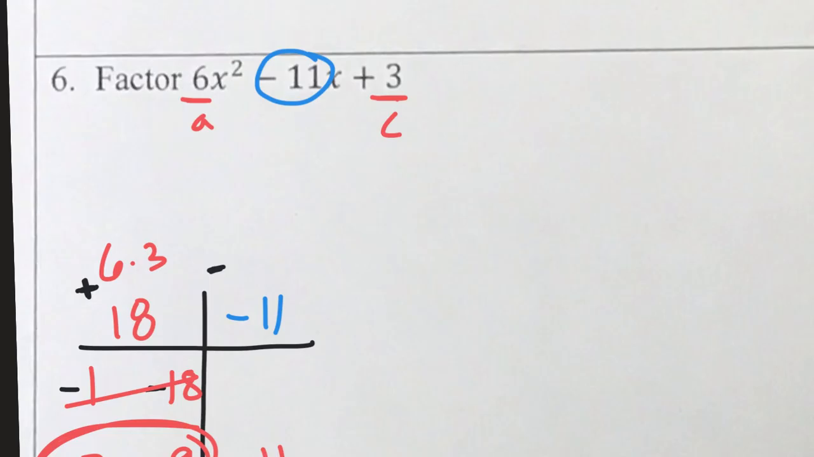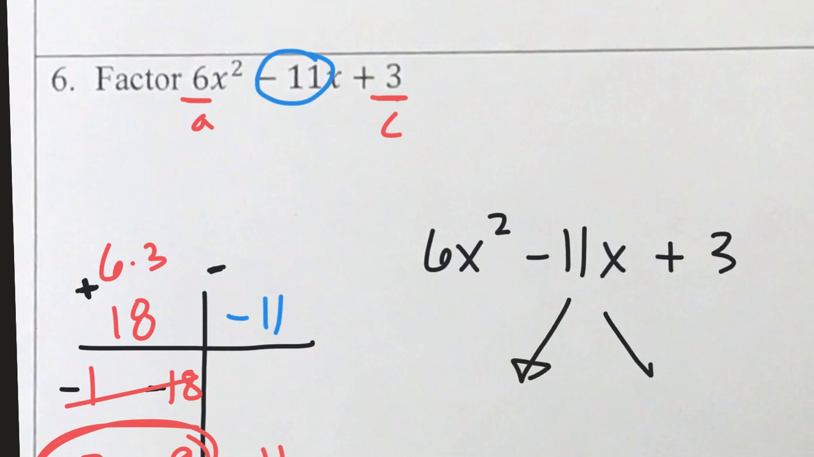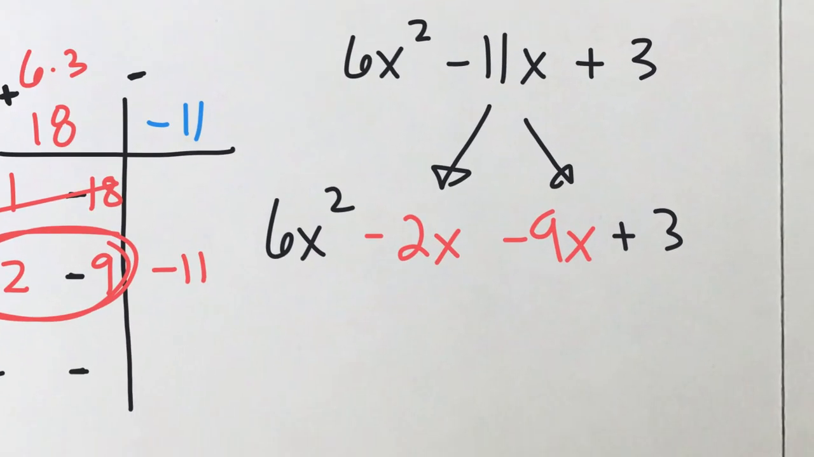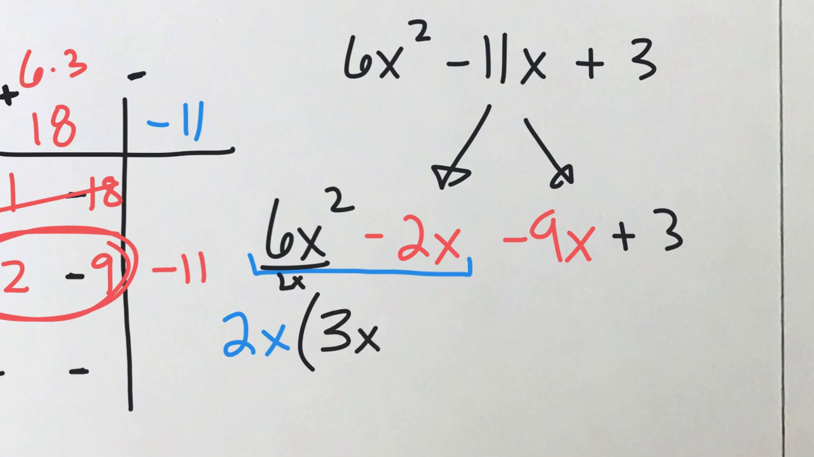Okay, so that splits. Rewrite our quadratic and split the negative 11 into negative 2x and minus 9x plus 3, 6x squared. So now we look at our common factors. What do 6x squared and minus 2x have in common? Well, they have a 2 as a multiplier and an x as a multiplier. So if I divide this by 2x, I get 3x in here. And then if I divide that, I get a minus 1.